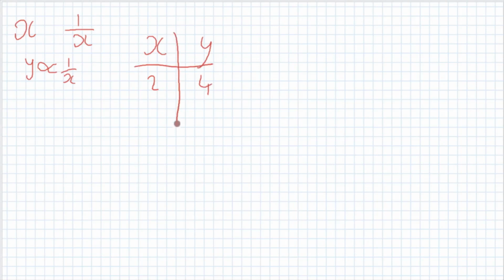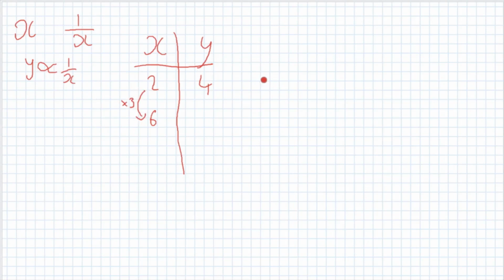Draw our t-table, because we're dealing with proportion. Always think, link the two in your head. And let's say we have 6 of x. How many y do we have if they're inversely proportional? So y is inversely proportional to x. So on this side, we're timesing by 3.